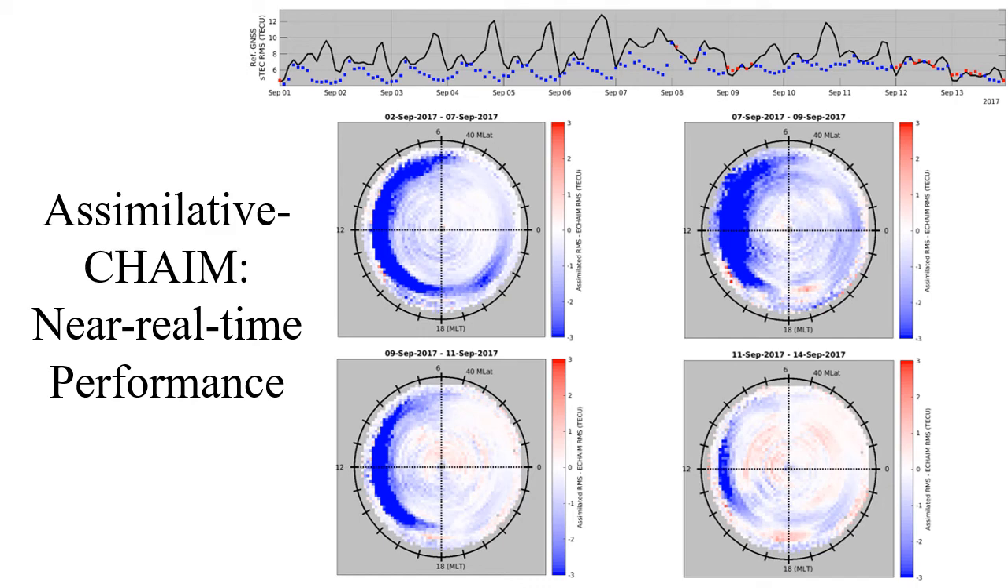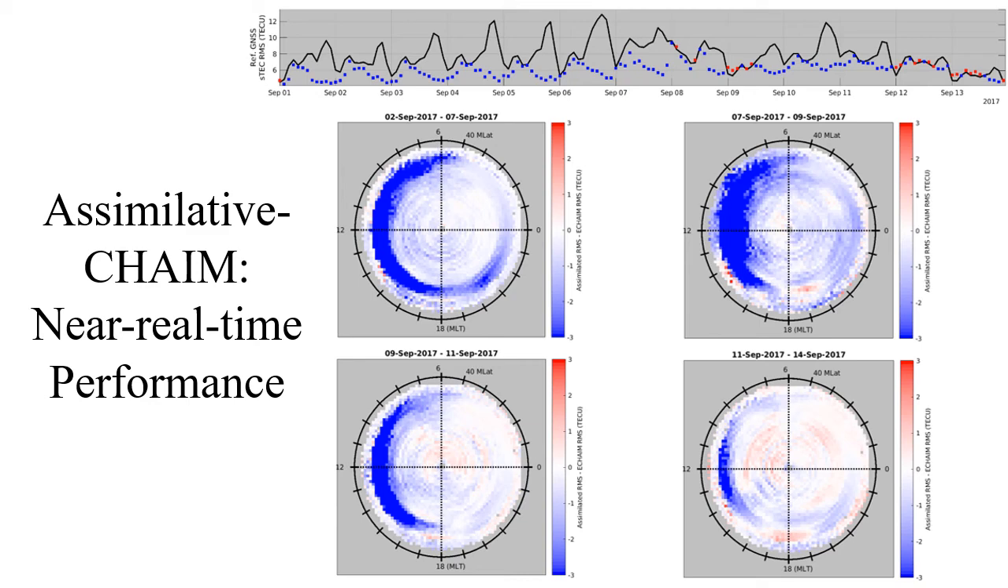And so the top plot here is a time series of the overall RMS errors in slant electron content from the background model, E-CHAIM in black, and the assimilation system in blue or red. You can see in general the assimilation system is beating the background, that's what we hope, at all of the locations where we're not assimilating data. The bottom plots here provide the MLT and magnetic latitude distributions of the differences in error between the background model and the assimilation system, where blue means that the assimilation system is improving upon the background model, and red vice versa.